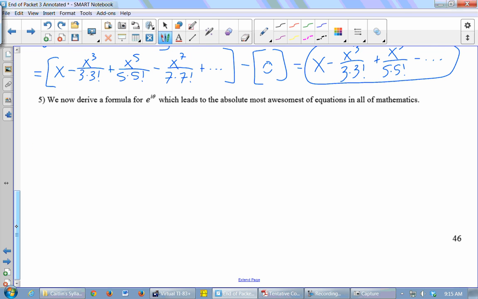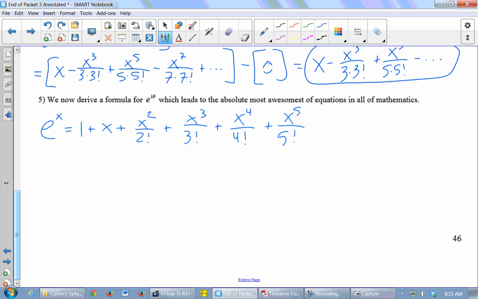Okay, so now we're going to derive a formula for e to the I theta, which leads to the absolute most awesomest of equations in all of math. We did this for just a single theta last class. We did it for 2 pi. So I'm going to start with my formula for e to the x, which is 1 plus x squared over 2 factorial. That should be enough. And then I'm just going to replace all my x's with I thetas.